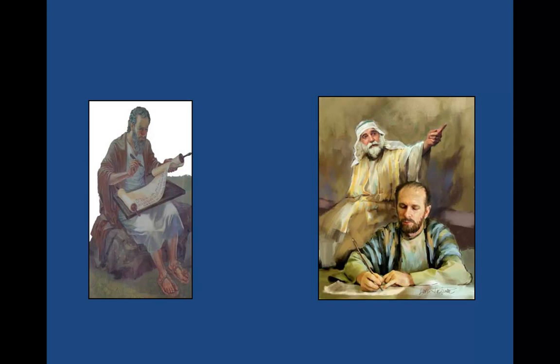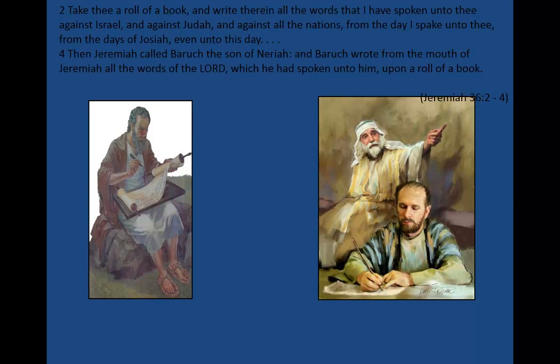Especially, as I said, Jeremiah is from just after Josiah's day, and has probably the most interesting thing to say about how his book is recorded. He's the only prophet for whom we know how his book was recorded, because he was told, "Take thee a roll of a book and write therein all the words that I have spoken unto thee against Israel and against Judah and against all the nations, from the day I spake unto thee, from the days of Josiah even unto this day." Then Jeremiah called Baruch the son of Neriah, and Baruch wrote from the mouth of Jeremiah all the words of the Lord which he had spoken unto him upon a roll of a book.